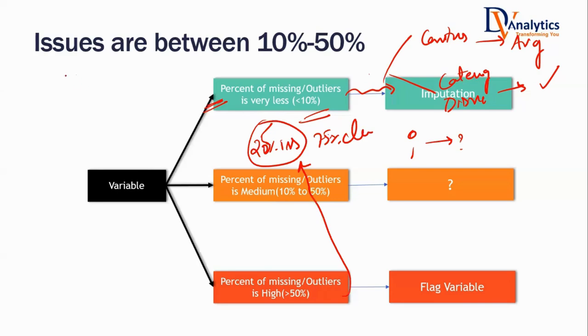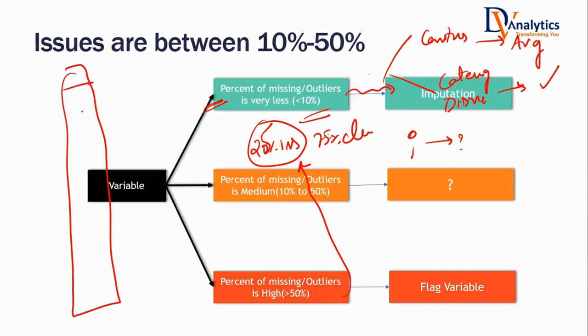Tell me one thing. 75% is available. I agree. 25% is missing. Is it a good idea to calculate the average and replace this whole 25% of the data with the average of the 75% of the data? No, sir. That is also not 100% convincing. 25% of the data is a significant chunk.